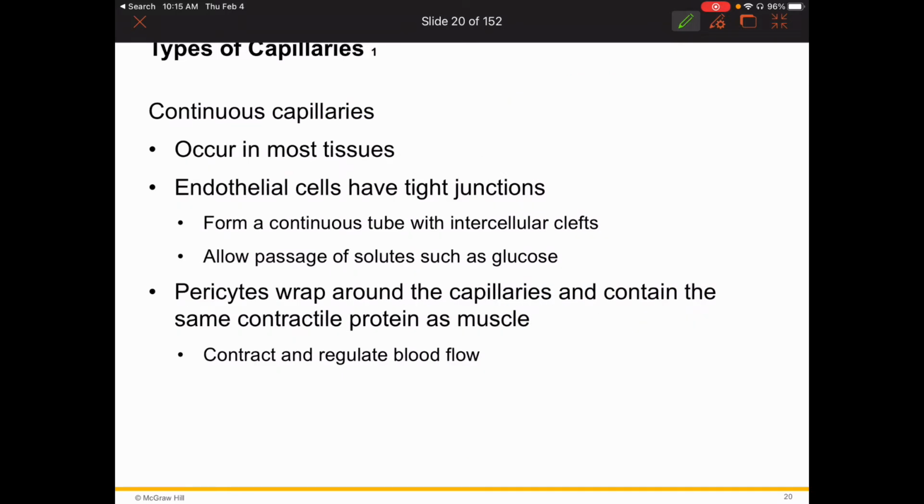Okay. So continuous capillaries are going to be transport, so we're going to go through most of the tissues. The endothelial cells are going to have some pretty tight junctions there in order to form that continuous tube. They do allow passage of a few things like sugar and water and all that good stuff. Pericytes wrap around the capillaries, and they contain this really interesting protein that contracts just like muscle, because you remember some of what's important about things like stopping blood, or I'm sorry, hemostasis, is going to be that contraction step.